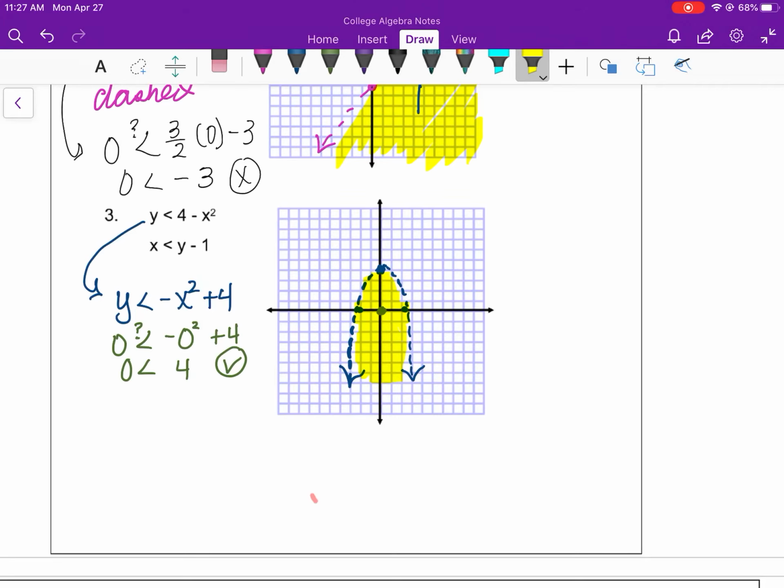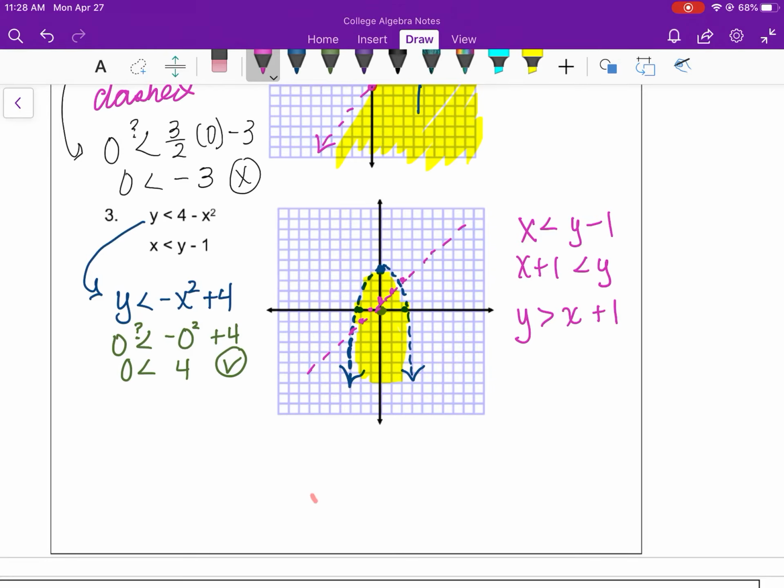For the second part, I'm going to have to take x is less than y minus 1, and I need to go ahead and solve that for y. I prefer to have the y on the left, so I'm just going to flip my entire inequality over. And that says y is greater than x plus 1. It is also dashed, so I have a line that goes through 1 with the slope of 1, and it's a dashed line.